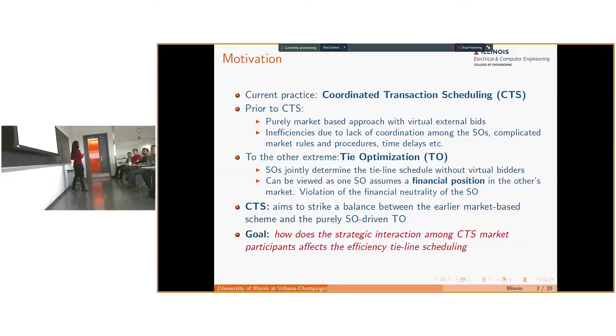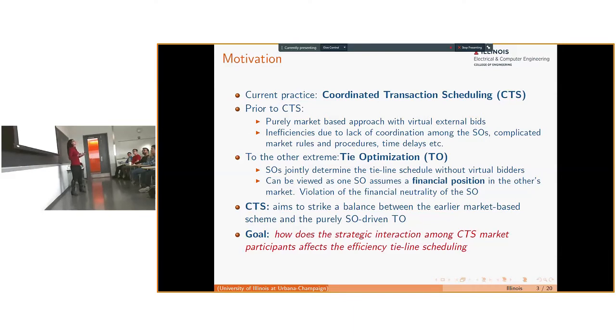CTS is purely market-based, and it relies on external market participants that are willing to trade across an interface that connects two grids. For example, they want to buy power from one market and sell it to the other market, and the profit is the difference between the buying and selling prices.